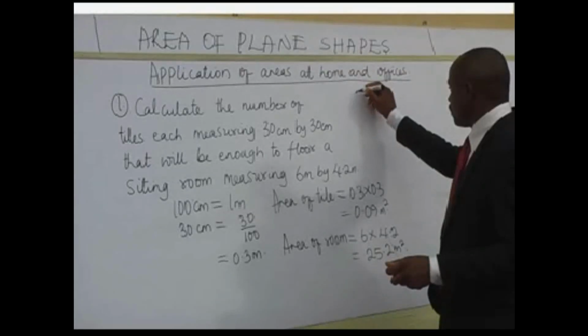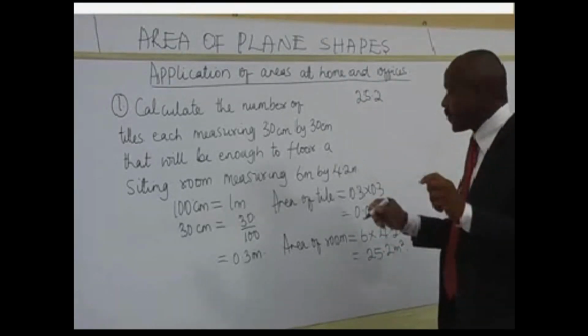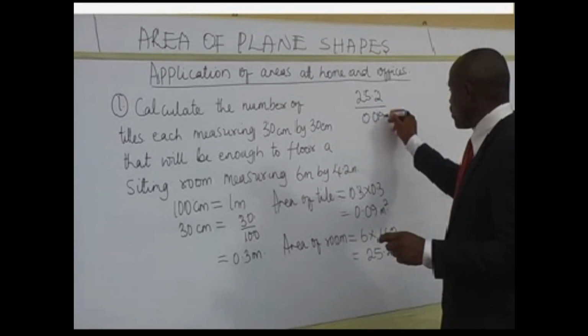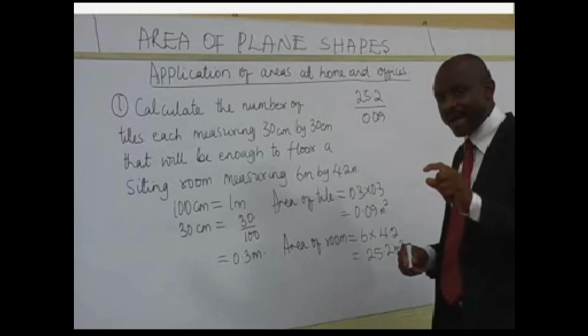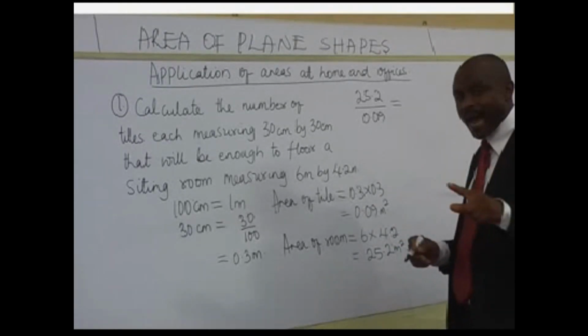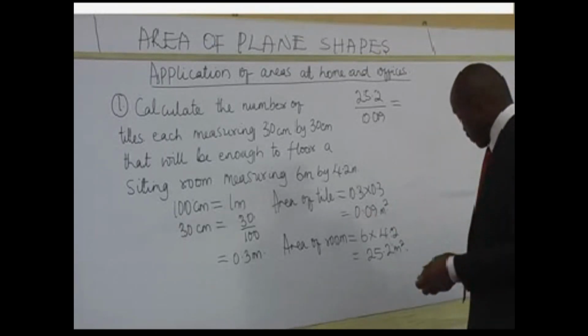Going to give you 25.2, which is the area of the room, divided by 0.09, which is the area of one of the tiles that we used. Whatever it gives you now is the number of tiles that will be enough to tile that room.